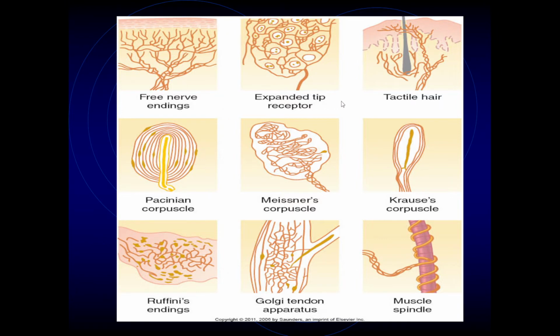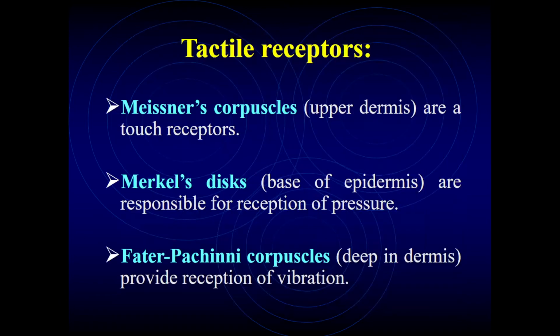Free nerve endings, tactile, Krause corpuscles, Meissner's, and there are skin receptors and proprioceptors. Tactile receptors. Meissner's corpuscles, located in the epidermis, are touch receptors.